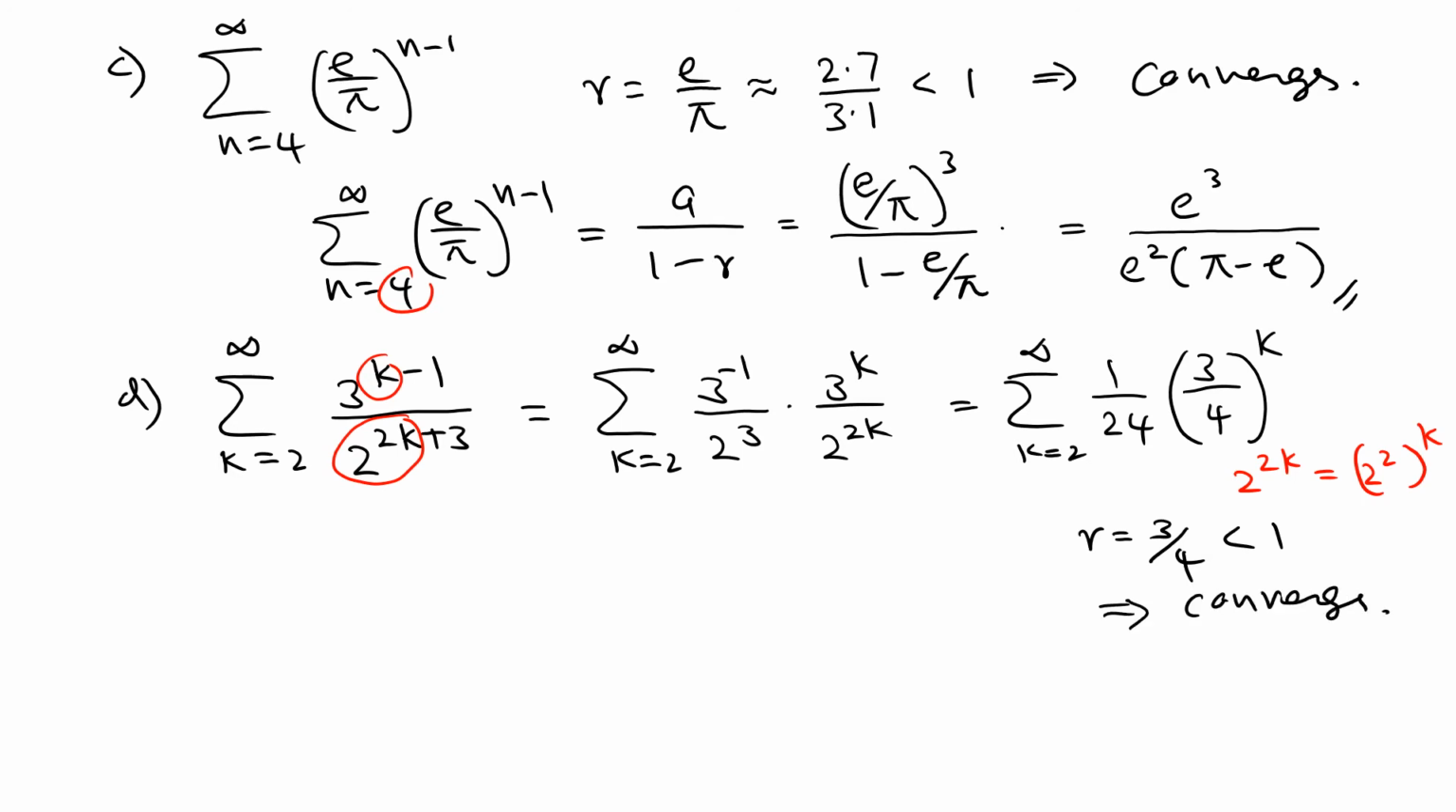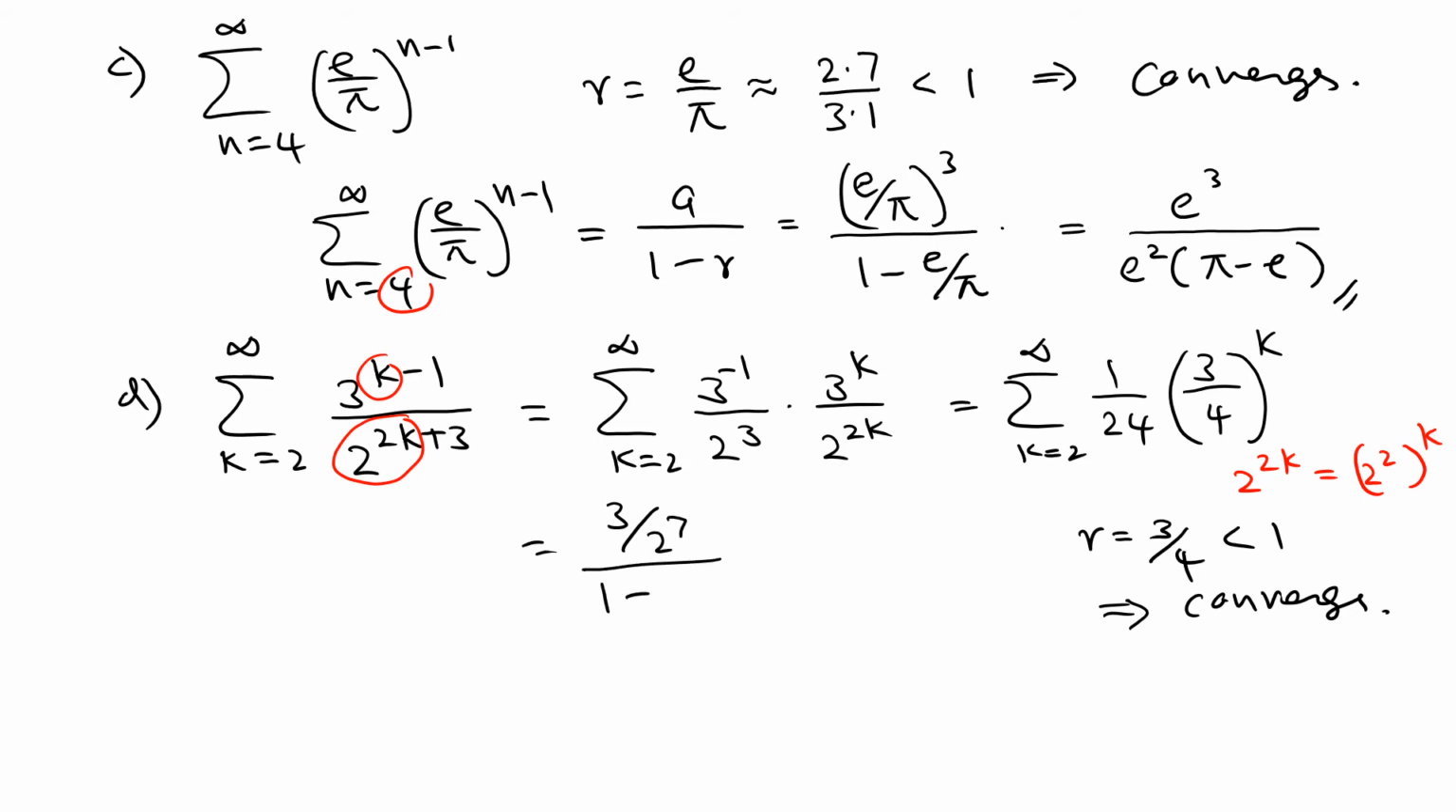We also know what the sum is, so we can plug into the formula. In this case, a means the first term. What is the first term? You need to plug in the first index value, which is k equals 2. If you plug in k equals 2, you get 3 to the 1, which is 3. And from the bottom, if you plug in k equals 2, you get 2 to the 7.